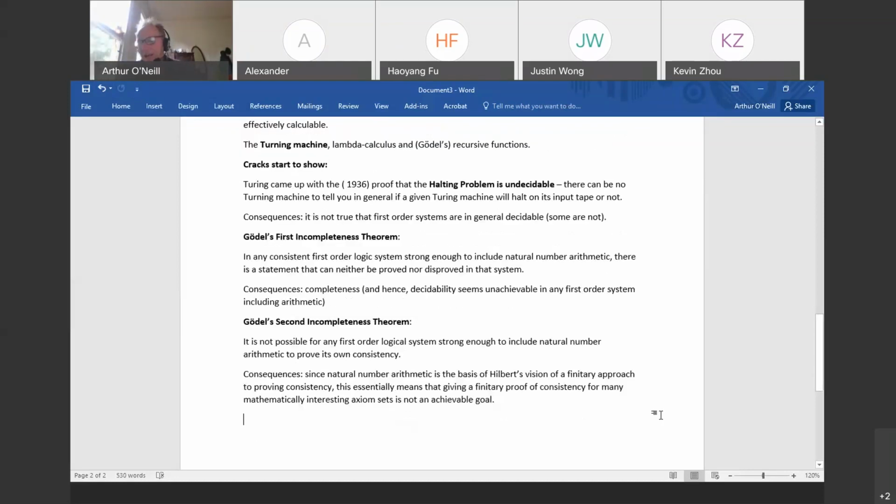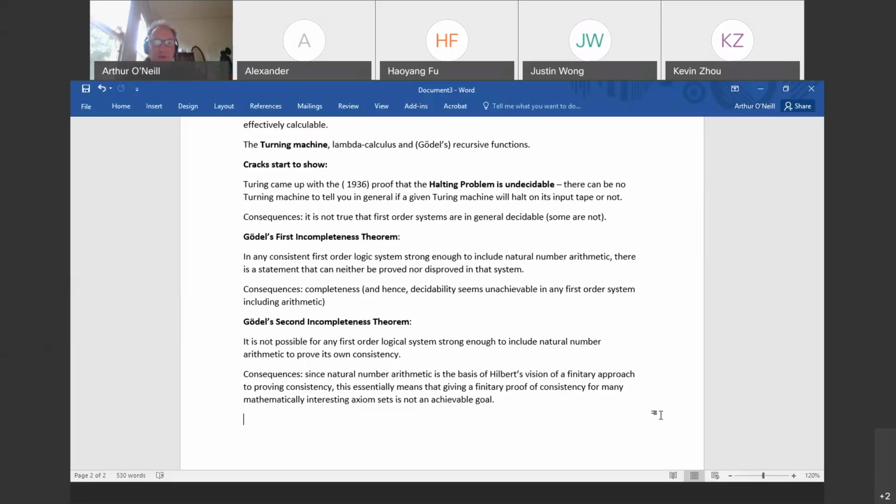Then Gödel wasn't content with just pushing Hilbert over. He kicked him while he was down too. The second incompleteness theorem says that it's not possible for any first order logical system strong enough to include natural number arithmetic to prove its own consistency. So the first incompleteness theorem says that there are going to be some truths of arithmetic that you can't get proved from first order arithmetic axioms. So you're not going to be able to get everything.